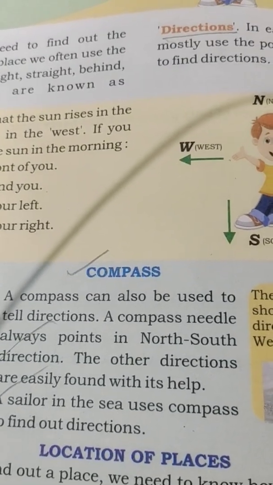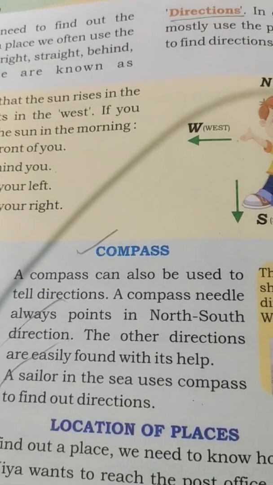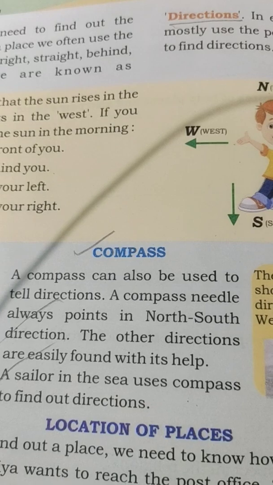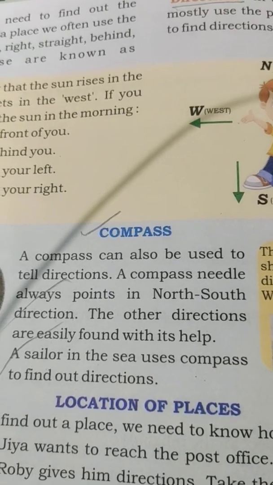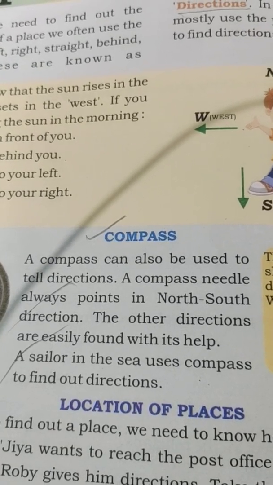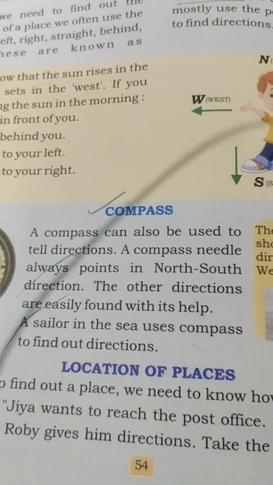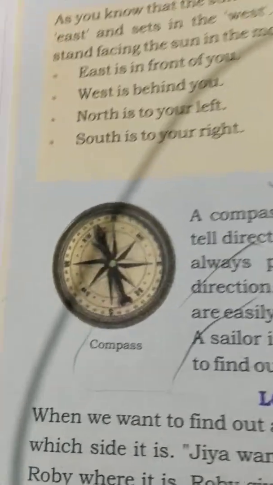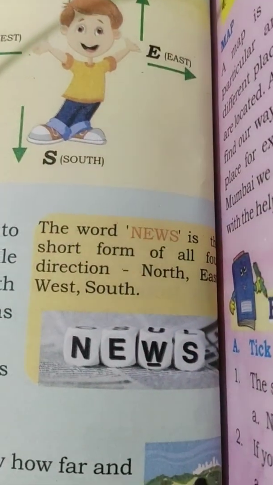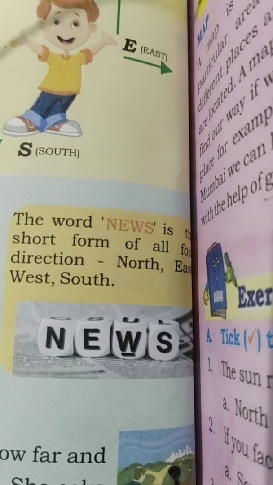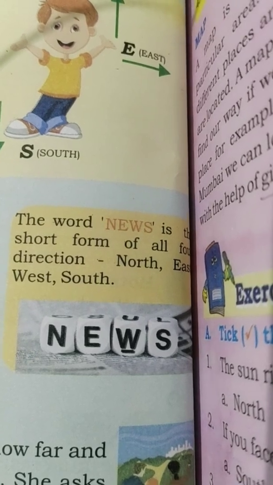Now we will see what a compass is. A compass can also be used to tell directions. A compass needle always points in the north-south direction. The other directions are easily found with its help. A sailor in the sea uses a compass to find out directions. See children, this is the picture of a compass. Here the word NEWS is the short form of all four directions: north, east, west and south.